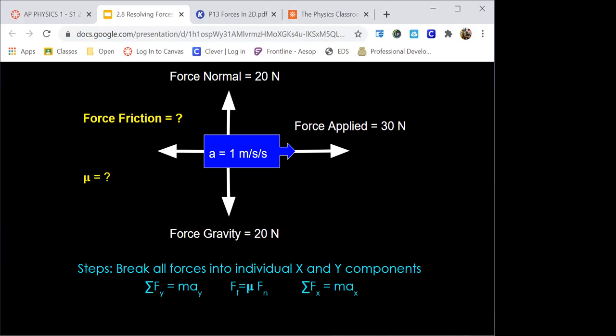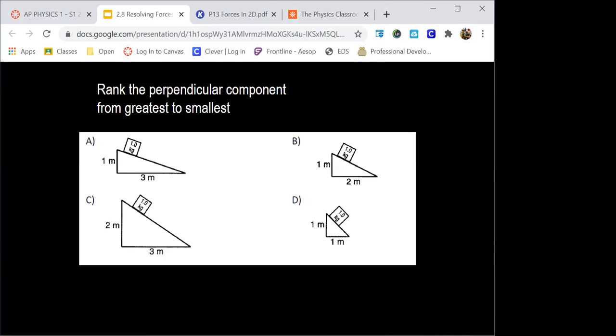Okay. Next, depending on what they're asking for, we're either going to do some of the forces in the X, or we can use that Y component and that normal force that we've just found and find our friction force, and then apply it back to Newton's second law and the sum of the forces in the X. Okay, so this is important to think about as we go through the examples we'll see later. Okay. Next up was ranking the perpendicular component from greatest to least.